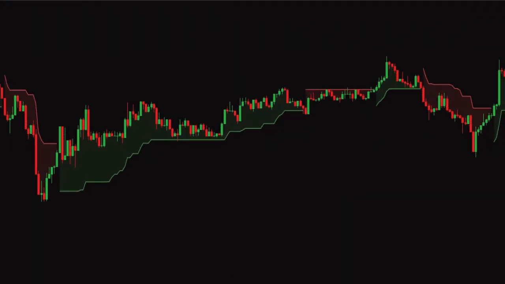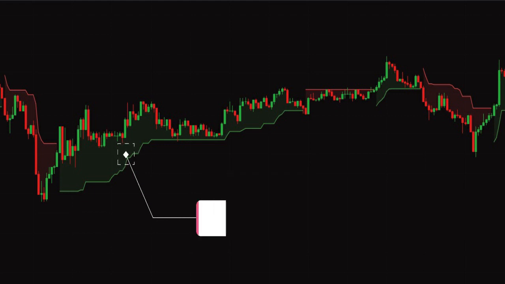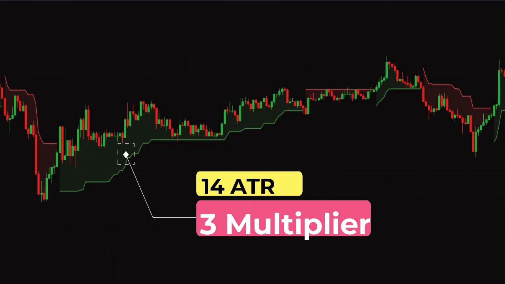Now look at this chart. We have placed the Supertrend indicator in the chart. And the default setting of Supertrend is 10 ATR and 3 multipliers, but for more accurate trades you can change ATR to 14 length. We will be using 14 ATR here for more accurate trades.